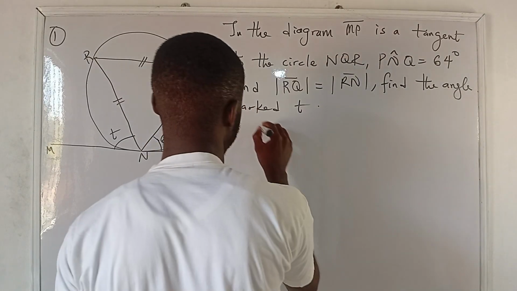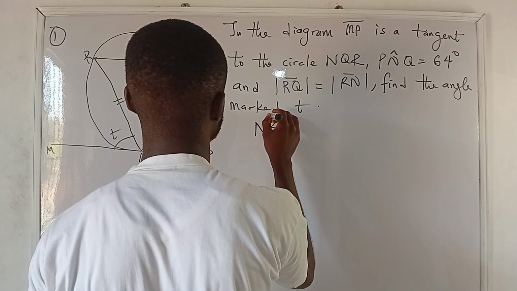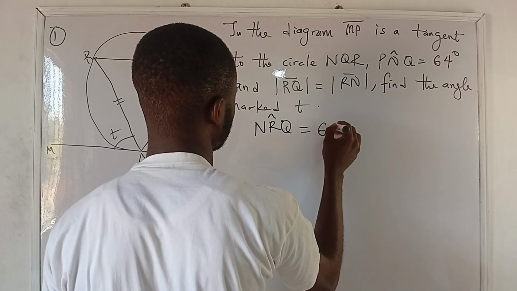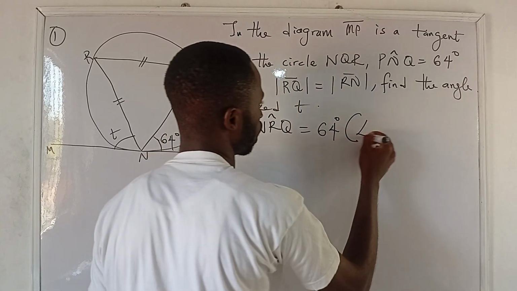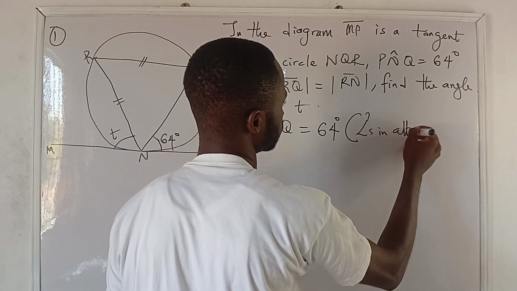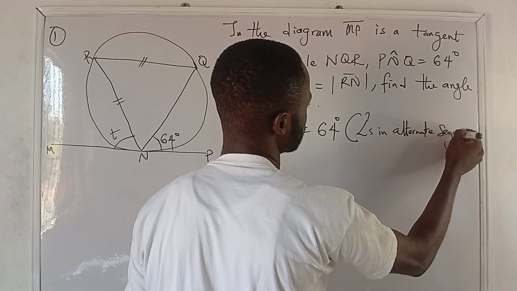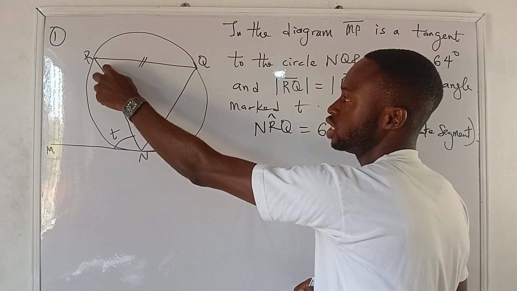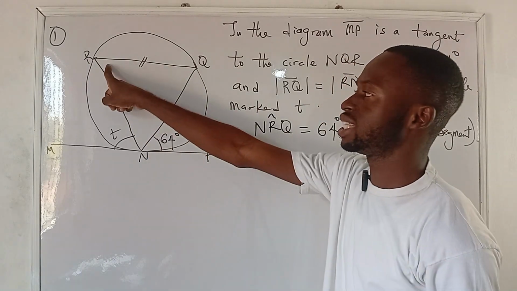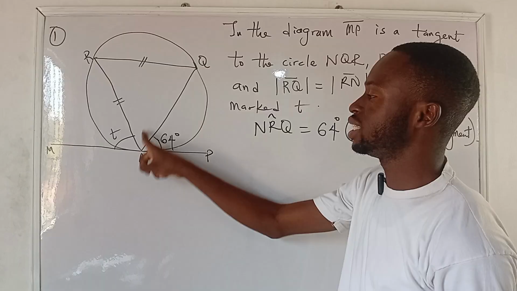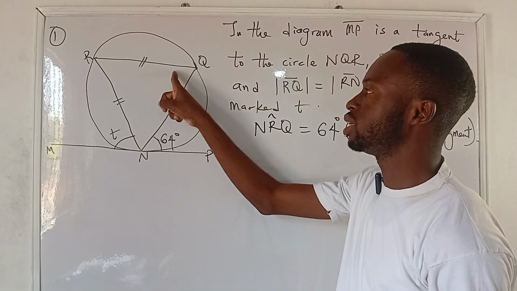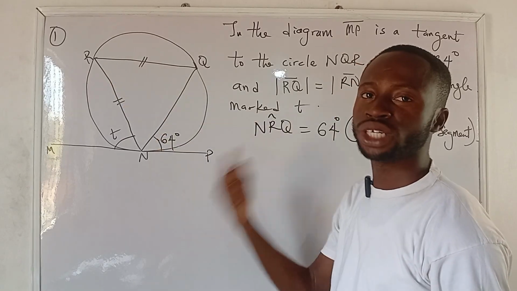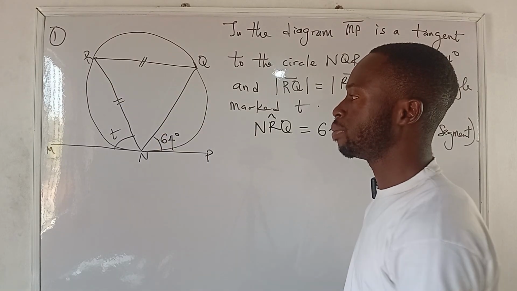We can say that NRQ equals 64 degrees. Then we'll put the condition: angles in alternate segments. So since NRQ, this place, is 64 degrees, then we know that these two angles are the same. So let's assume that we make these two angles x, then we can say x plus 64 degrees equals 180 degrees, which is the sum of angles in a triangle. Remember that we are still looking for T.